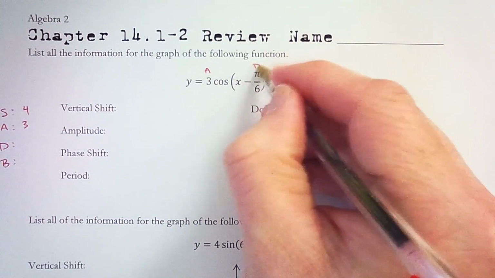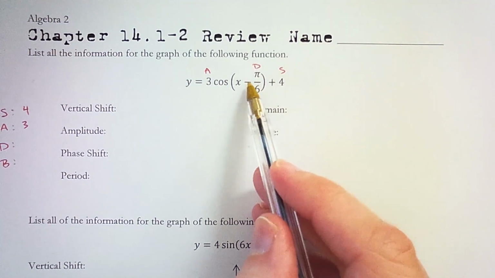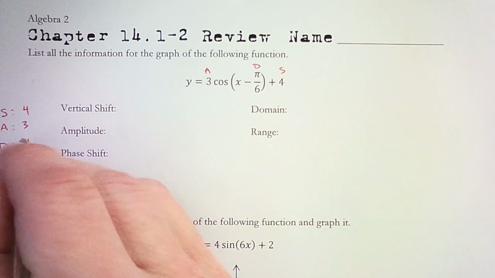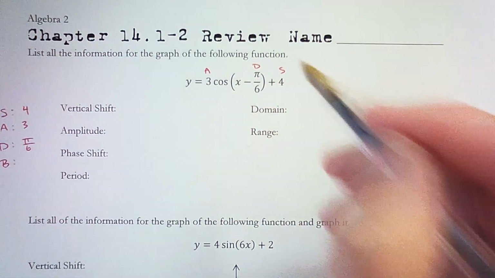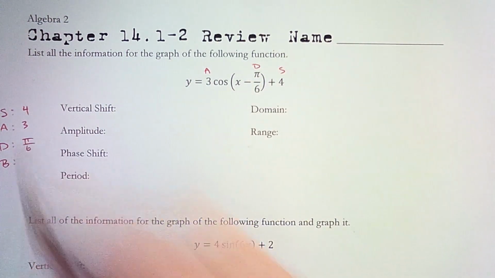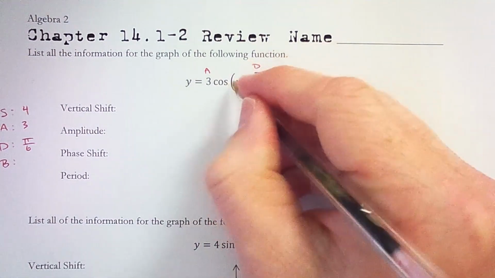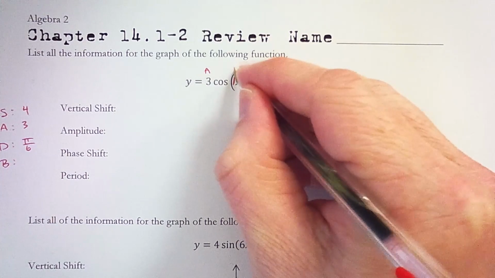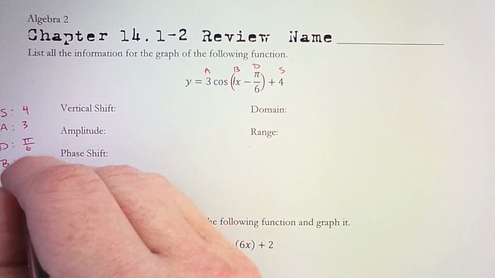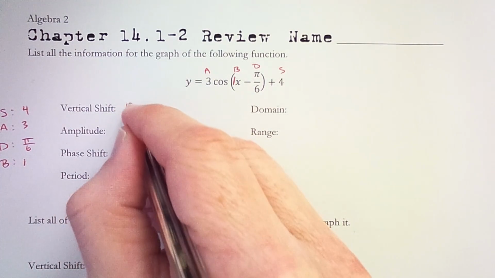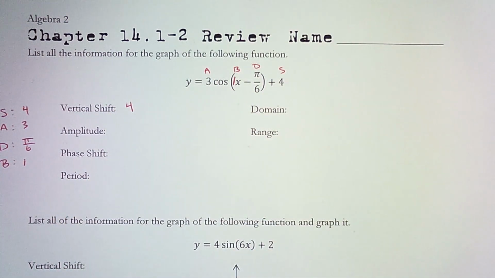D is the displacement, and it's opposite of the sign, so that means it shifts right pi over 6, so positive pi over 6. If this were positive, I would put negative pi over 6 for my displacement. And B is right here. B is 1. So the vertical shift, that is the sinusoidal axis. Okay, it shifts up 4.